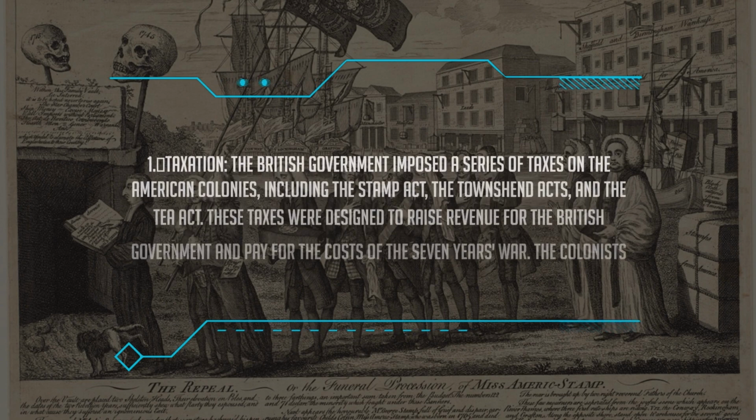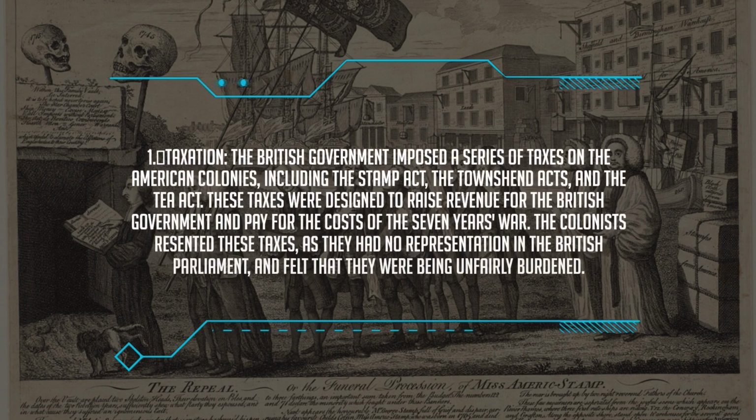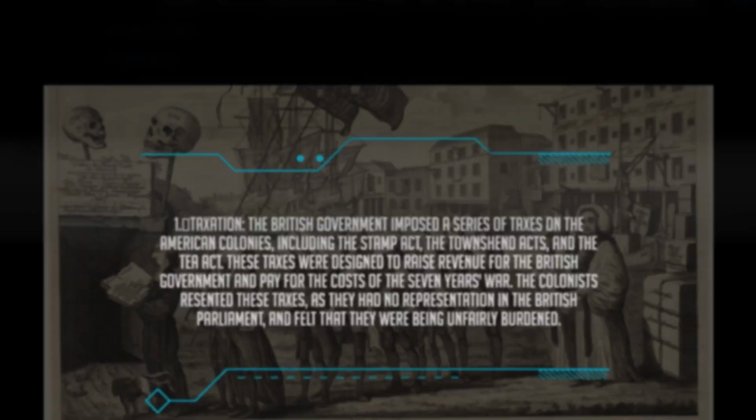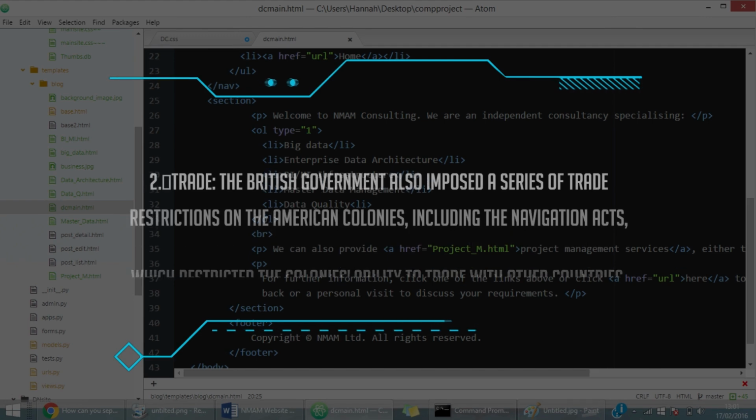1. Taxation. The British government imposed a series of taxes on the American colonies, including the Stamp Act, the Townshend Acts, and the Tea Act. These taxes were designed to raise revenue for the British government and pay for the cost of the 7 Years' War. The colonists resented these taxes, as they had no representation in the British Parliament, and felt that they were being unfairly burdened.